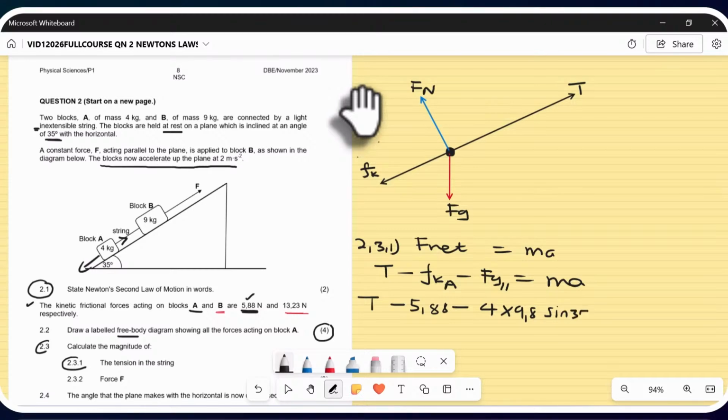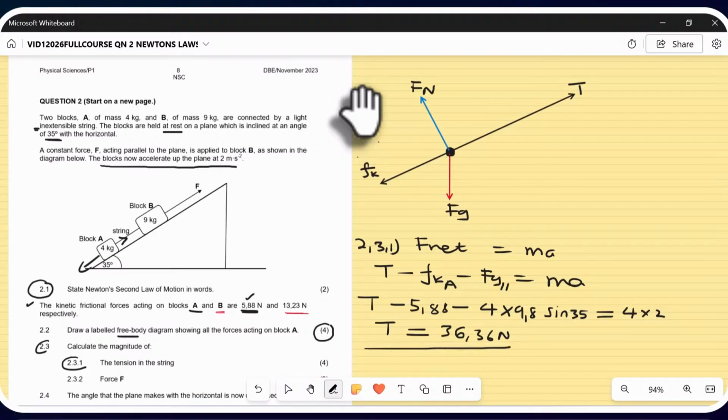So from here, when you simplify this, our tension from our calculator gives us 36.36 newtons. Because they say the magnitude, they don't want direction.